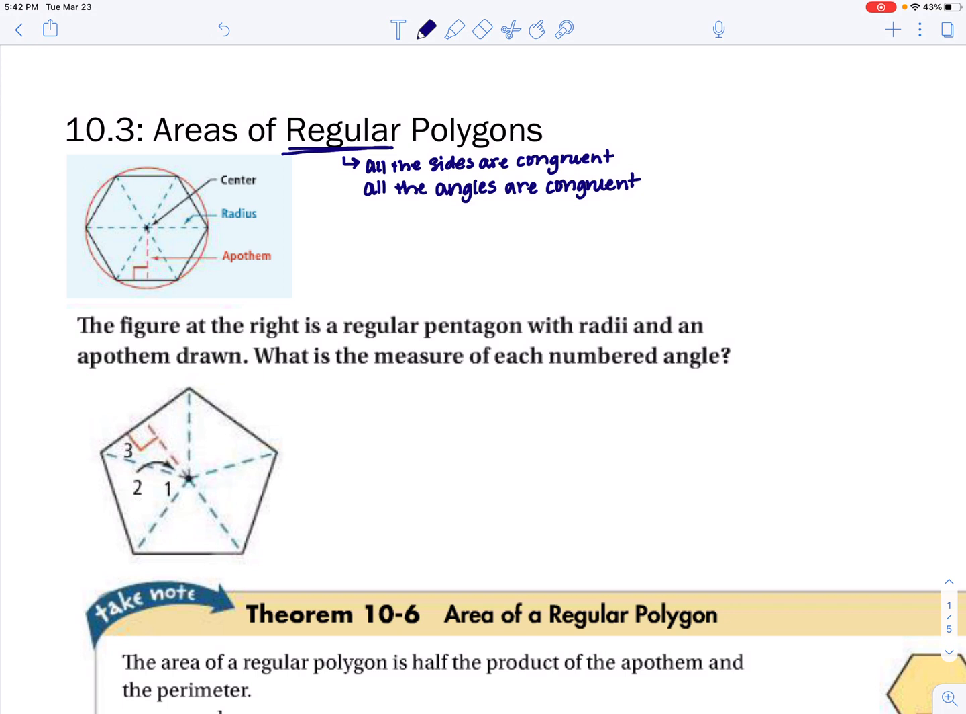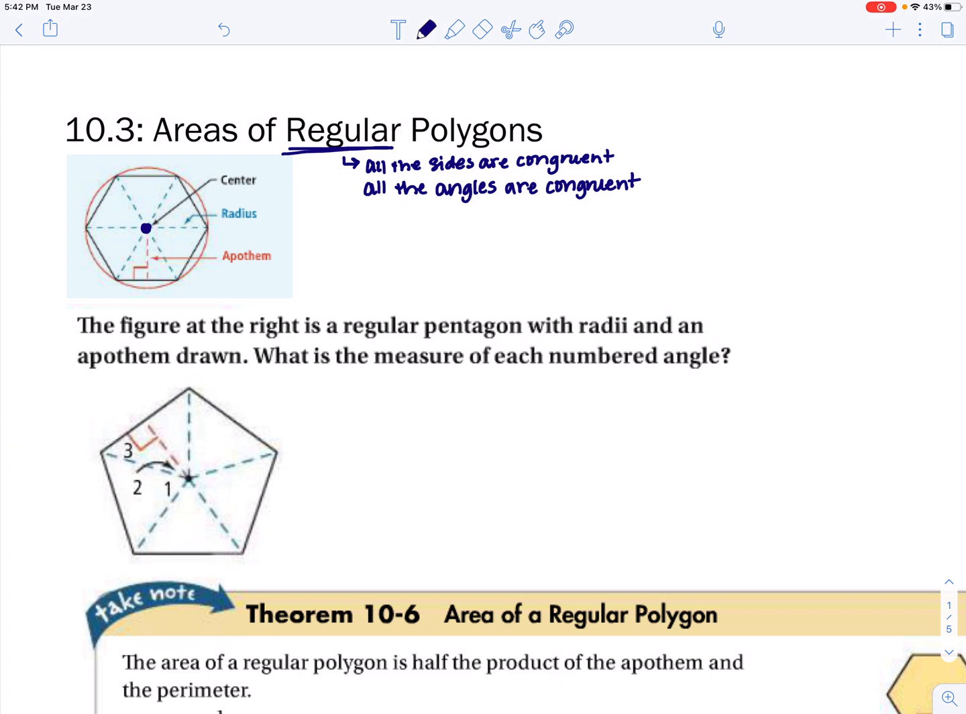Okay. So you can see this picture off to the side. You see how there's a circle, and inside that circle there is a hexagon. So we would say that the hexagon is inscribed into the circle. And you can see here the center. That's pretty straightforward. It's the middle of the circle.